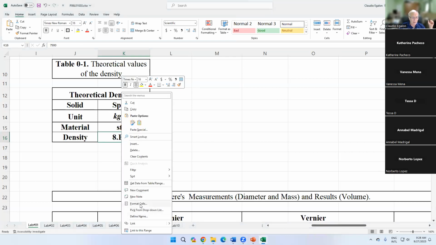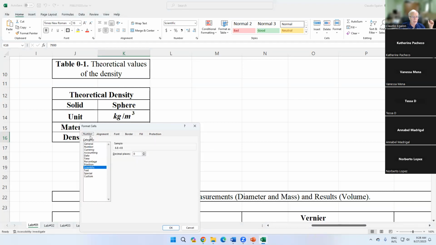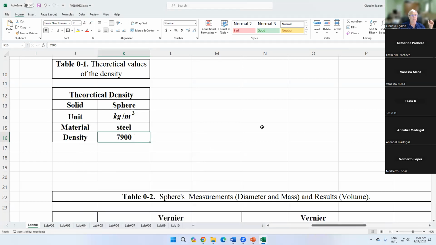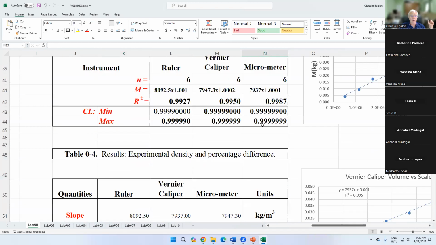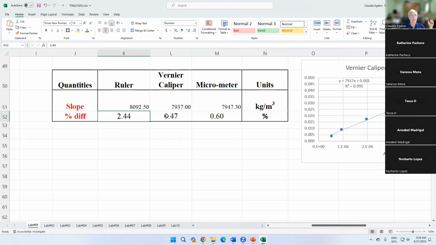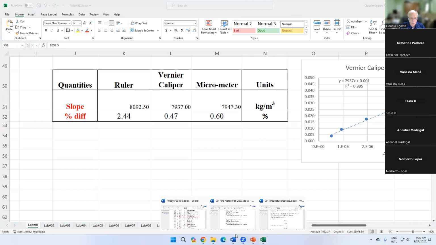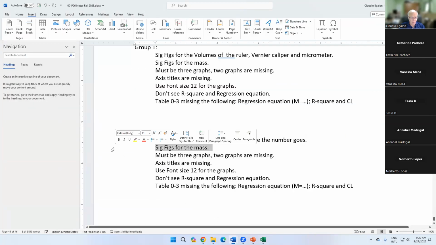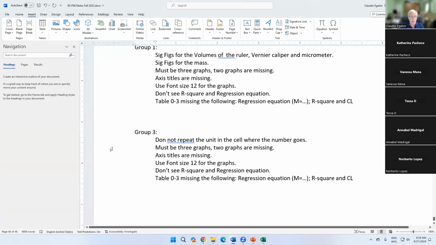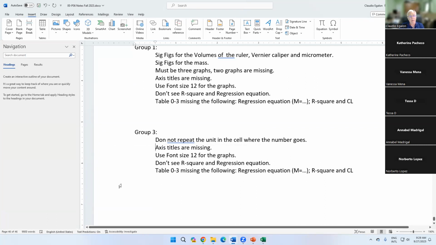You can change the format, okay? In number format, here you go. And then once you have that number, then you can preserve that formula that I had here. The formula that you erased, right? And the formula calculates exactly what's going to be the percentage difference between those results that we got. Okay, so let's go back to this one here. Sig figs for the math looks good. You don't have this problem. Must be 3 graphs. You do have 3 graphs.